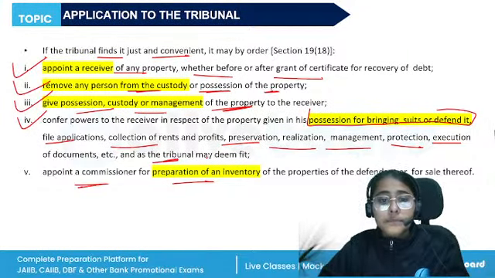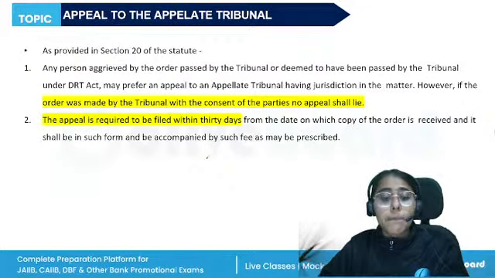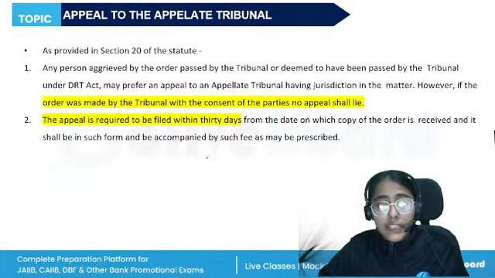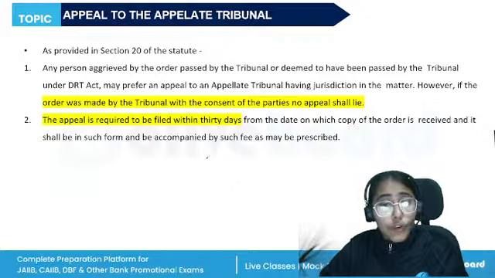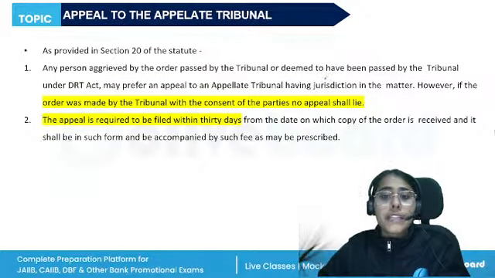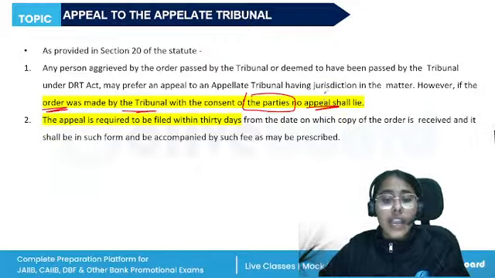Then, if we talk about the appeal to the appellate tribunal, when the DRT has given an order of the recovery certificate and the defendant or any person is aggrieved by the order passed by the DRT, they may prefer an appeal to the appellate tribunal or the DRAT, which has jurisdiction in the matter. But if the order was made by the tribunal with the consent of both the parties, then no appeal shall lie. This is very important. If the order was made by the DRT with the consent of the parties, then no further appeal shall lie.